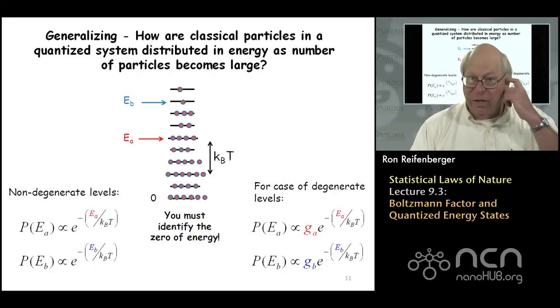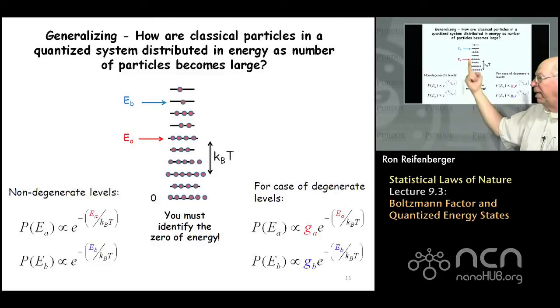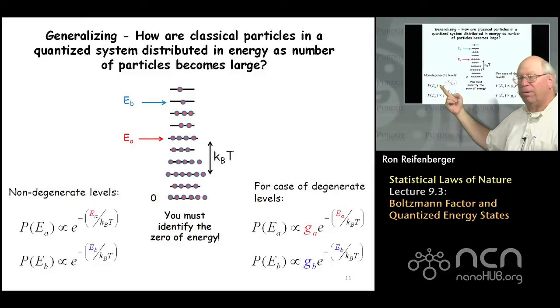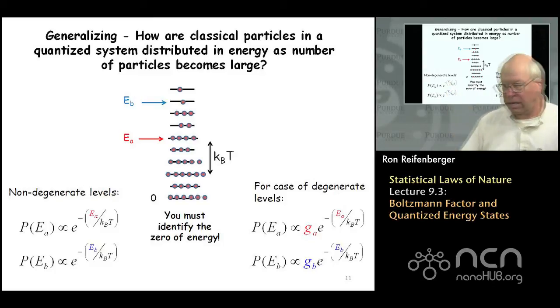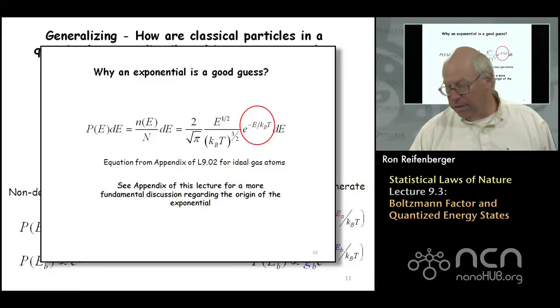So realizing that, we can say that if we have, let's say, 2 energy levels, E sub A and E sub B, we can ask what is the probability that you find a particle in either E sub A or E sub B. Based on this analysis that we just went through, the probability that you find a particle in energy E sub A is just e to the minus E sub A over k Boltzmann T. The probability that you find a particle in energy level E sub B is just e to the minus E sub B over k Boltzmann T. That just comes directly from this discussion here, or if you want a more general derivation, you have to see the appendix.